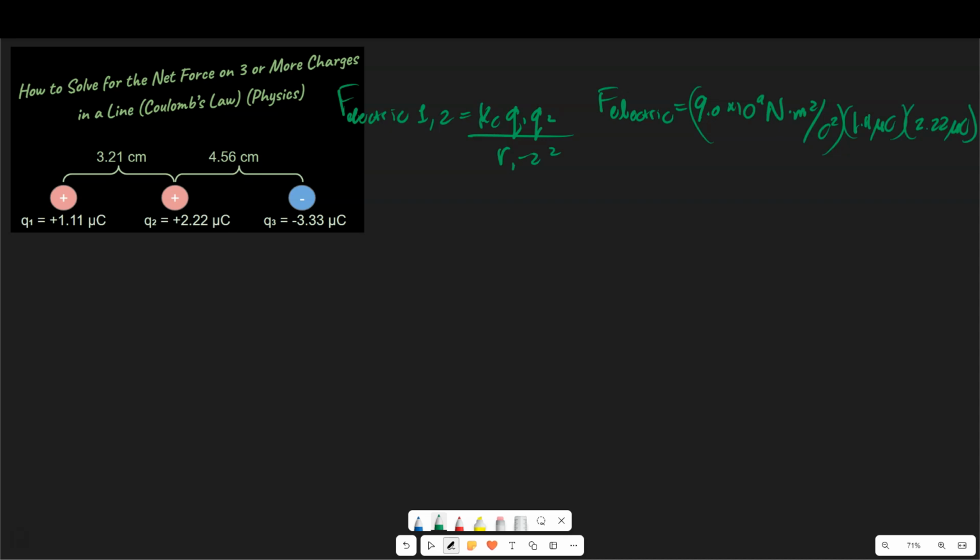I'm writing microcoulombs here to save space, but remember that's going to be equal to times 10 to the negative 6. So I'll write that up here. And remember, this problem gives us the distance in centimeters. We're going to have to convert that into meters, so just be careful with something like that.